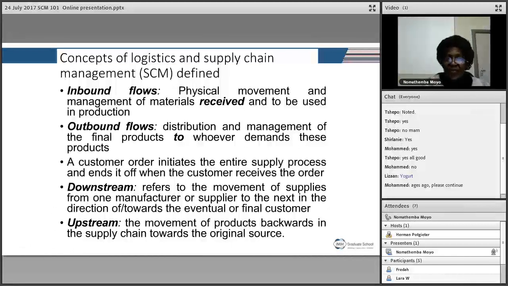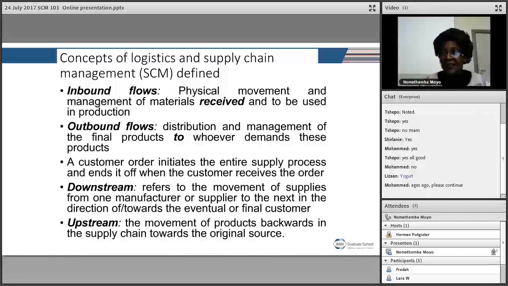Inbound flows, I've already explained them. I said this is the physical movement and management of materials received and to be used in production. These are like raw materials that are coming to the factory. Outbound, I already explained it. I said this is distribution and management of final products to whoever demands these products. A customer order initiates the entire supply process and ends it when the customer receives the order.